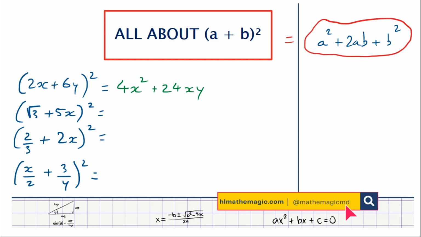And 6y squared, so 6 squared is 36. And then we have a y squared here. Excellent if you manage the first question.